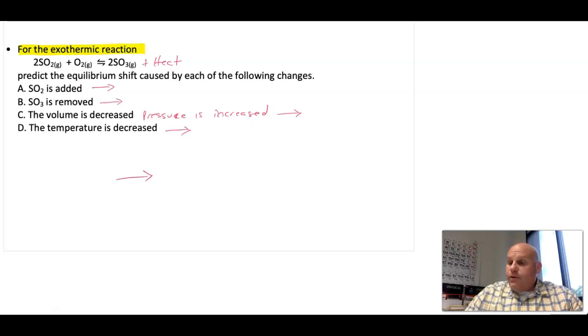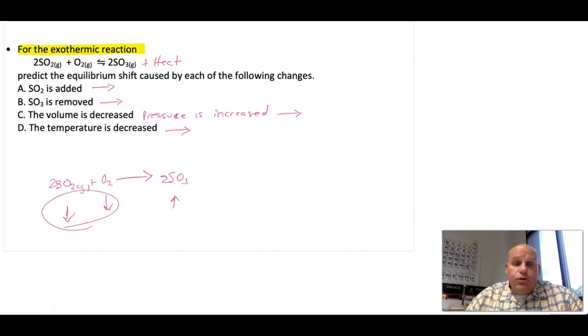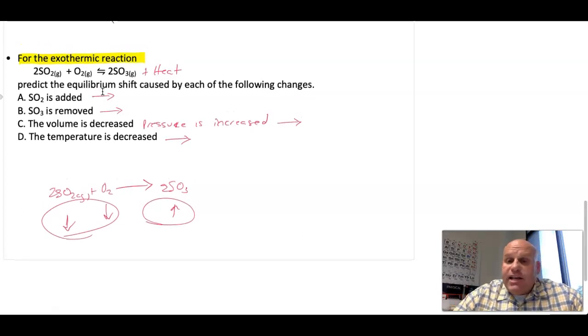So, for example, if I had a shift like this, I would be saying that my concentration of SO2 would be going down, my concentration of O2 would be going down, and my concentration of SO3 would be going up, because again, reactants get used up or consumed and products get produced, or we make more of them. So that's the second layer that we'll see in some of our questions as well. All right, that's all for this section on shifting equilibria, Le Chatelier's principle.